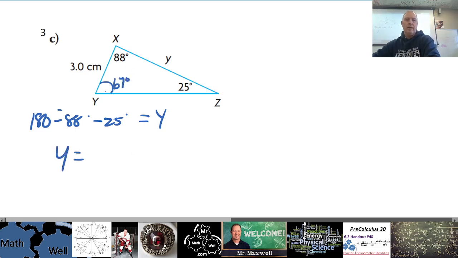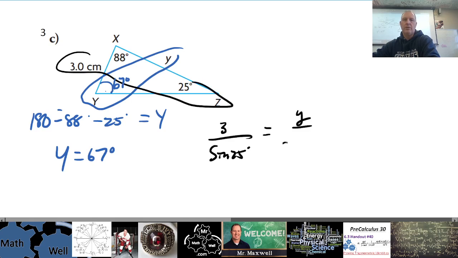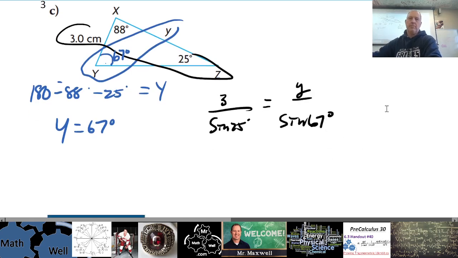So Y is 67 degrees. And so now we have the second pair here, and so this is great. What we can do now is, again, I'm trying to solve for y, so let's put the side length on top. So 3 over sine 25 equals y over sine 67. Multiply sine 67 by both sides. Disappears from down here and shows up there.